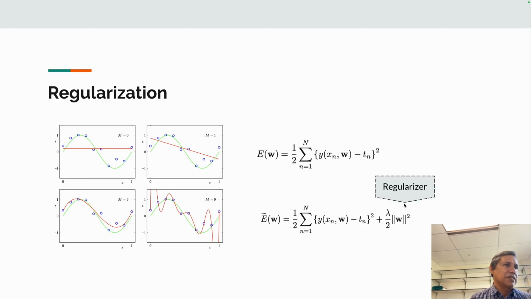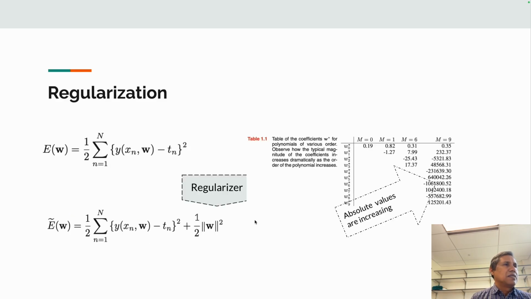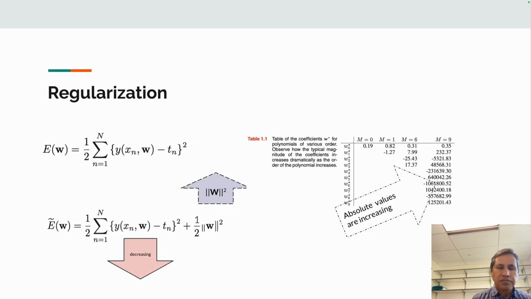So based on that, we are going to add a new term to our function. If you recall, this is the error function, and this is a new term we have added, which we call a regularizer. How it works: this is the error term, and here we have added a term which we are calling the regularizer. And it has some very nice properties that you will learn.